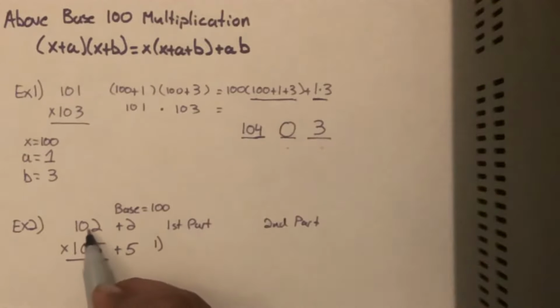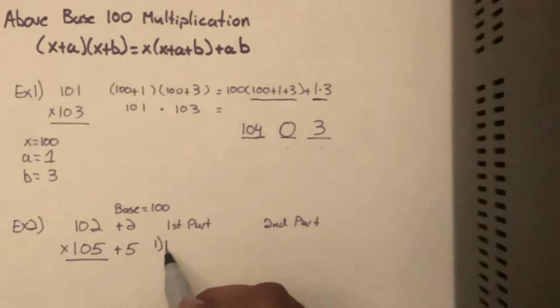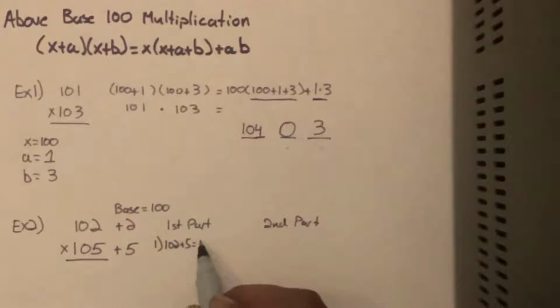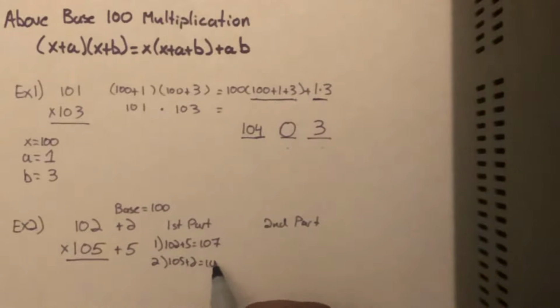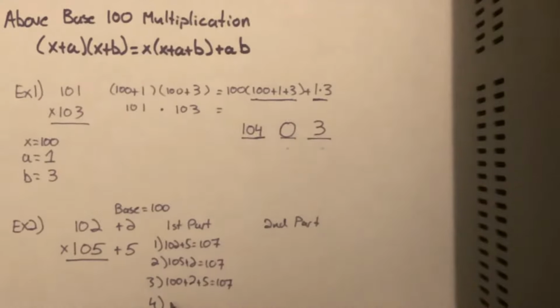We can cross add this way. 102 plus 5 is 107. We can cross add this way. 105 plus 2 is 107. We can start at our base, 100, and add the surpluses, 2 plus 5. So get 107. And I can add the numbers and subtract my base. So 102 plus 105 minus 100. That's still 107.